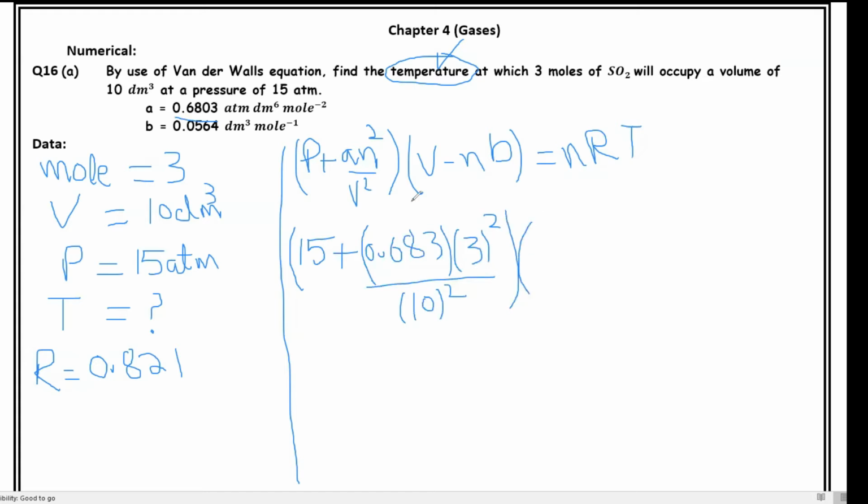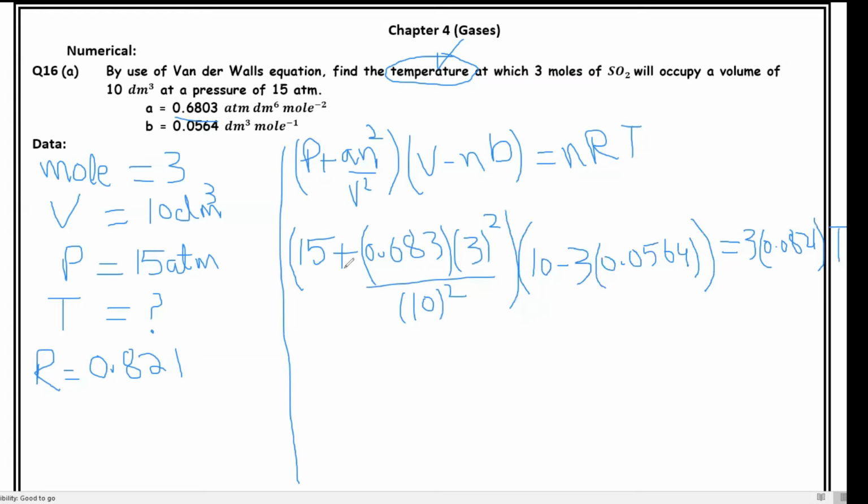Then putting the value of V, again 10, minus n. Moles are given to us, n stands for moles, 3, and the value of B is 0.0564, which is multiplied by the moles. Then that's equal to nRT. Again n is 3, the value of R is 0.0821, and then T. We have to find T.